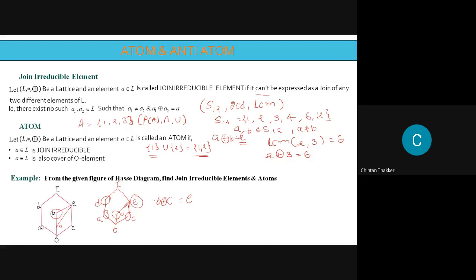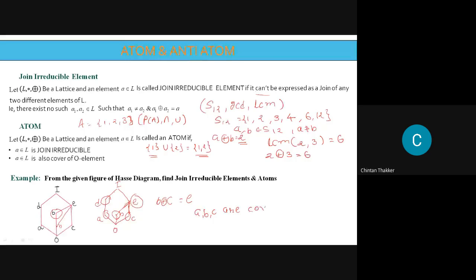And from these four, the zero element is connected to A, B, and C. So therefore, A, B, C are called atoms of this lattice or this Boolean algebra, because they are join irreducible and they are covers of the zero element.